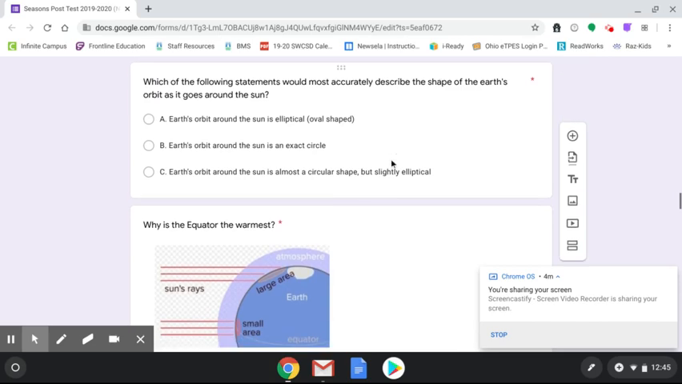Which of the following statements would most accurately describe the shape of the Earth's orbit as it goes around the sun? The Earth's orbit around the sun is elliptical, meaning an oval shape. The Earth's orbit around the sun is an exact circle. The Earth's orbit around the sun is almost a circular shape, but slightly elliptical.